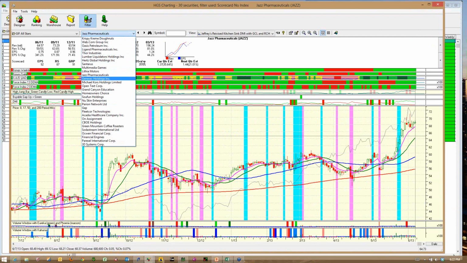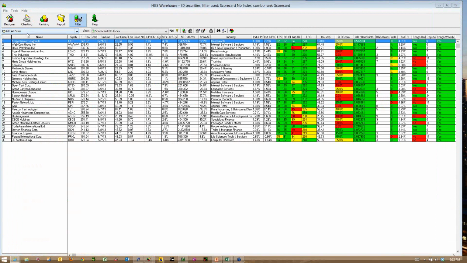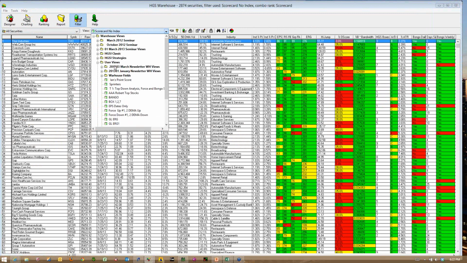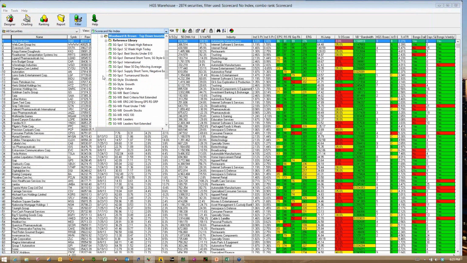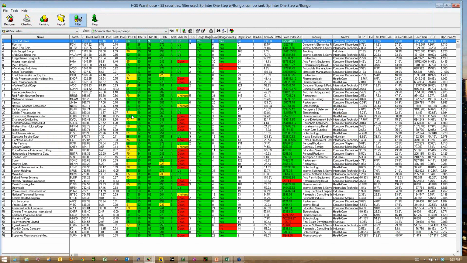Well, that was the top 10 or 11, just by looking at that group inclusion filter. Another thing that I might want to do is go into all securities and drop my sprinters. You find sprinters by going into HCSI Strategies, Woodward and Brown, Reference Library, Miscellaneous, Sprinters One Step. And these are some of the best stocks in the market right now.